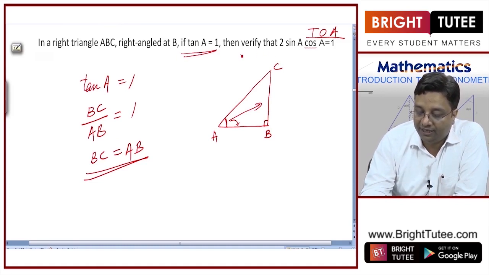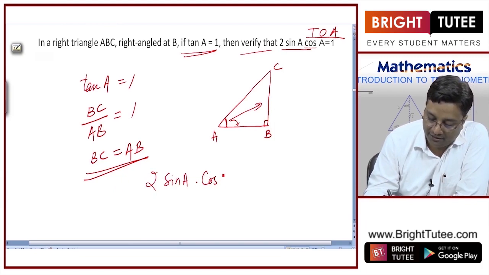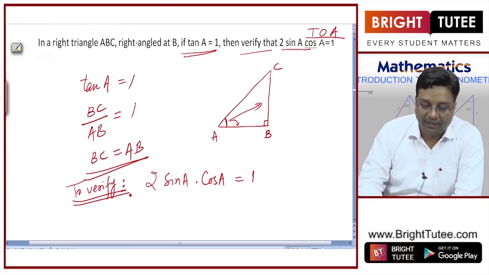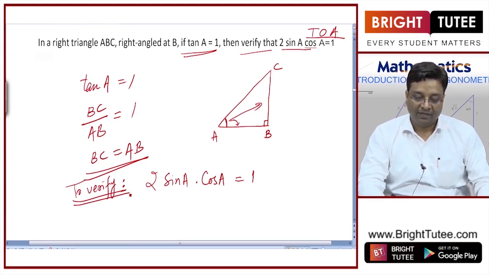Now we need to verify that 2 sin A into cos A is equal to 1. This is to be verified, right? So to verify this, we will require sin of A and cos of A.